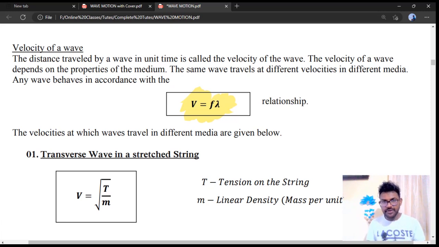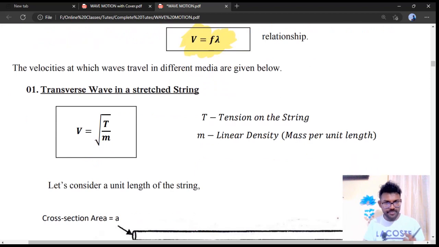All right, so I told you the wavelength and the velocity depend on the medium, right? So different media have different velocities of the waves. We're going to consider some of those media which are there for the A-level syllabus. So we're going to consider the first one, which is the propagation of transverse waves in a stretched string, right? Transverse waves in a stretched string.